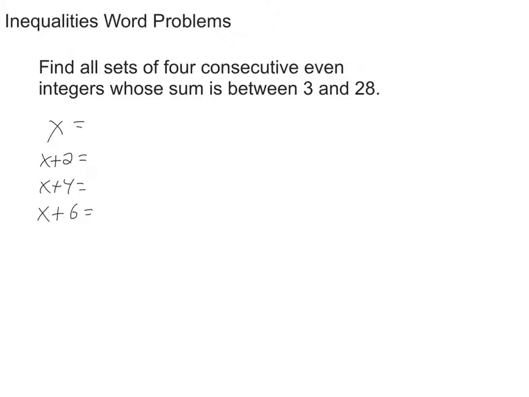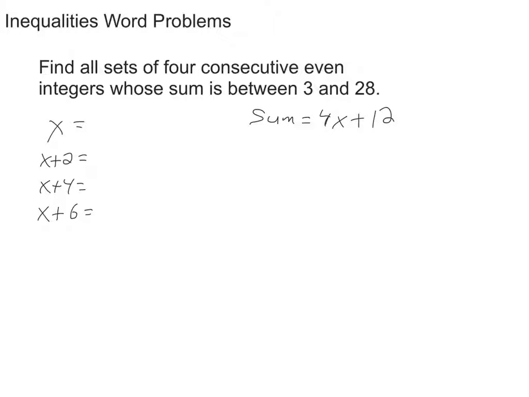So for a problem like this, we always start with x. And because they're even integers, we go up by 2 each time. We do the same thing if they were odd integers. If they were just consecutive integers, we'd go up by 1 each time. Alright, so now let's figure out what their sum is. Just add up those 4 expressions.